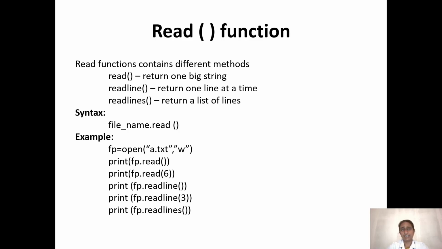The read function contains different methods, and they are divided into three: read method, readline method, and readlines method. Syntax: file name dot read. Example: you can use the read methods as fp dot read, readline and readlines.